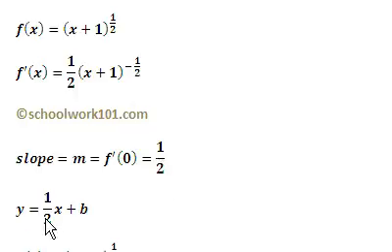Now we have y is equal to 1/2 x plus b, and so now we've found m, we want to find b. But here's something we don't have, and that's y. We have x is 0, but we need to get y, so we'll have to go back to the original function up here. We said when x is equal to 0, plug 0 in, and we end up with 1. So y would be 1.